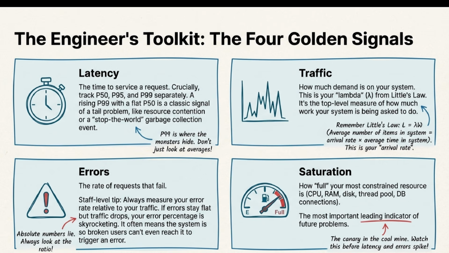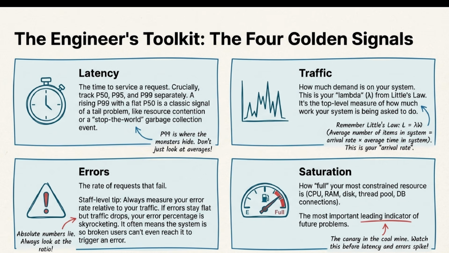The first is latency, but as we've established, we don't just look at the average. We track the P50, P95, and P99 separately. If your P50 is stable but your P99 is rising, you have a tail problem, probably a resource contention or a stop-the-world garbage collection event. The second is traffic. This is your lambda from Little's Law, how many requests are hitting the pipe.